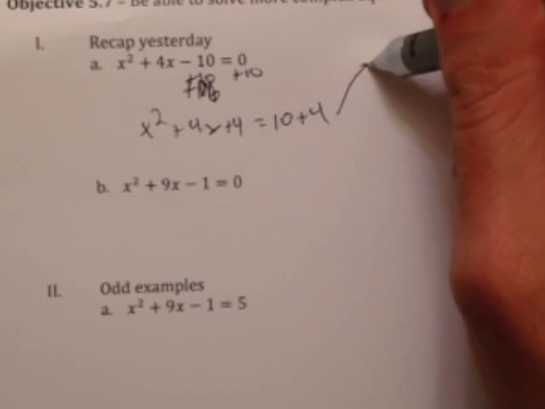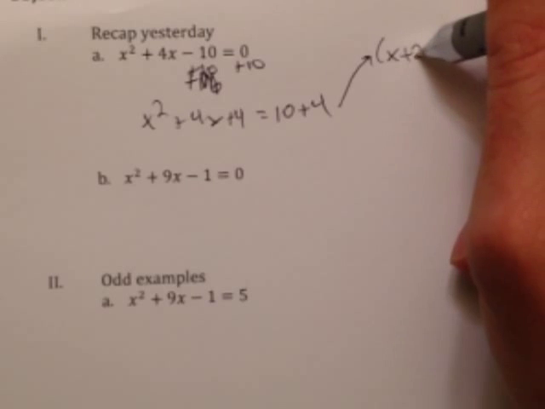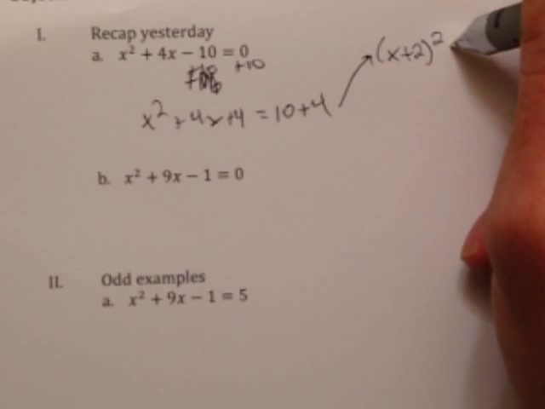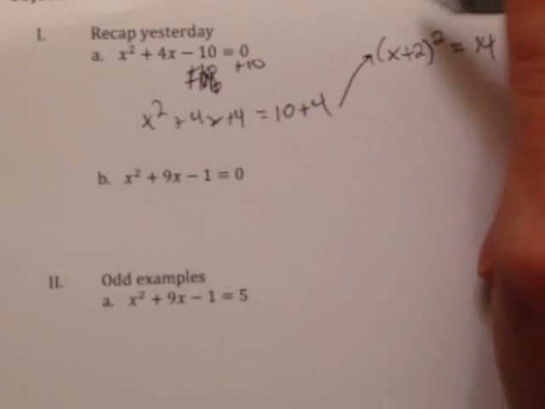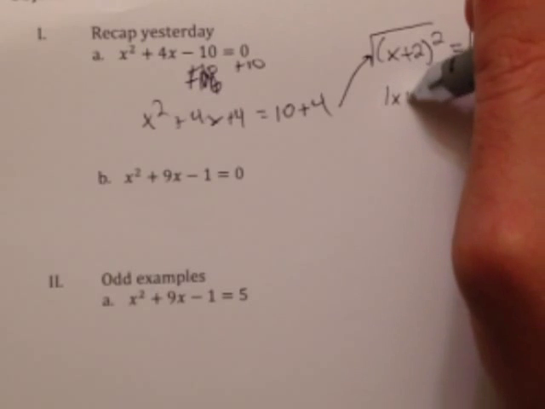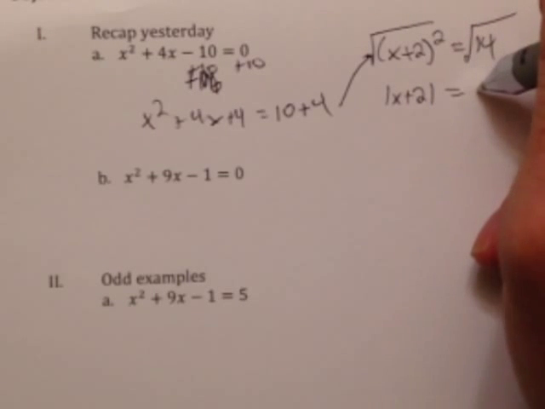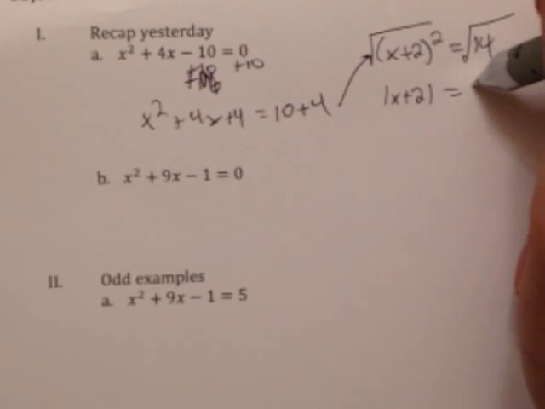I'm going to bring my work up over here because I don't ever like to leave you guys nearly enough room. We get x plus 2 squared when we factor. We get 14 over here. Square root both sides, we get absolute value of x plus 2 equals the square root of 14, which is just under 4 at 3.74.